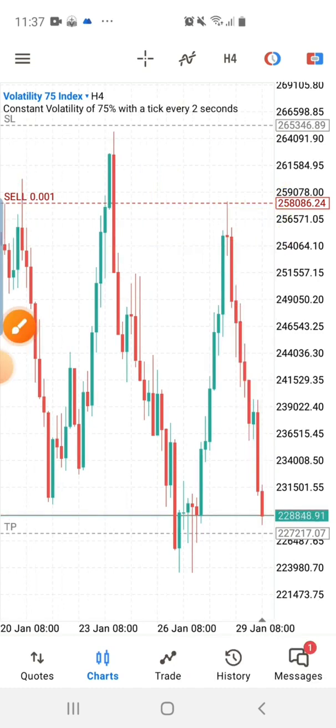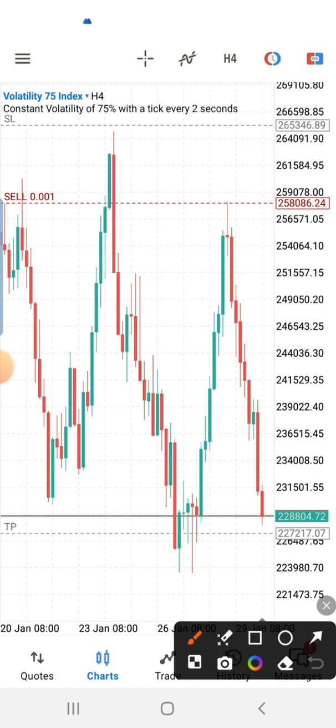That's exactly what I did. I dropped the signal in the Telegram group. Before, when I dropped the signal, the price was still here.